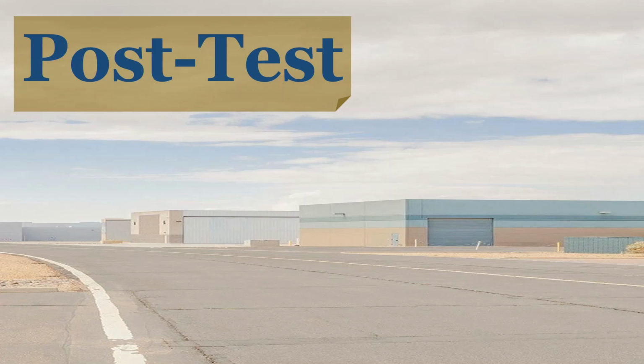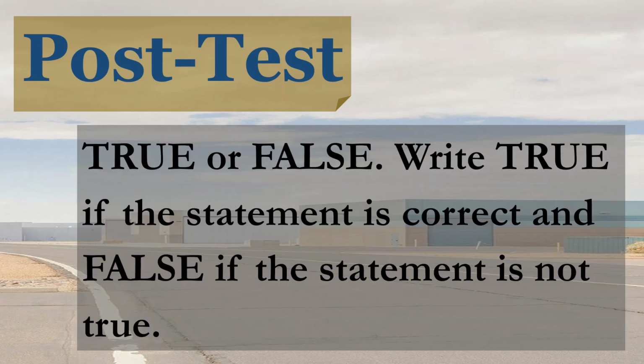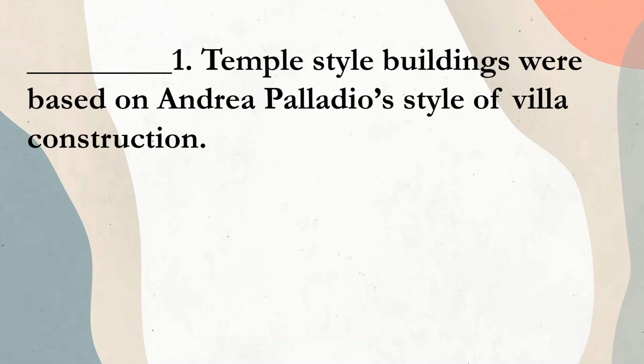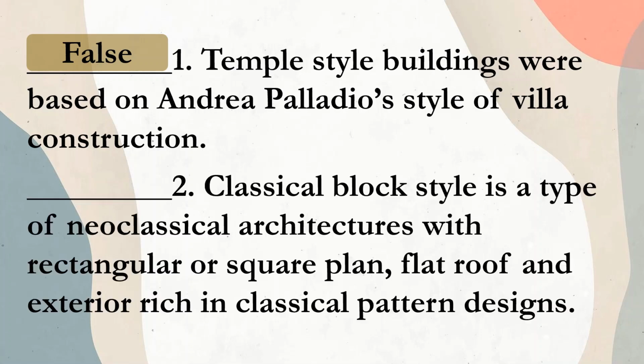Now, for your ending activity, we have post-test. So, true or false? Write true if the statement is correct and false if the statement is not true. Number 1. Temple-style buildings were based on Andrea Palladio's style of villa construction. The correct answer is false.